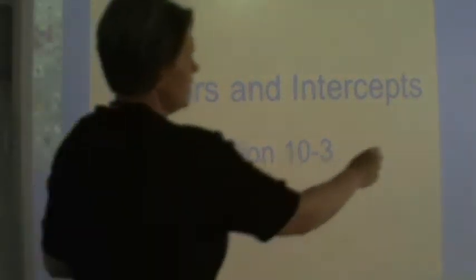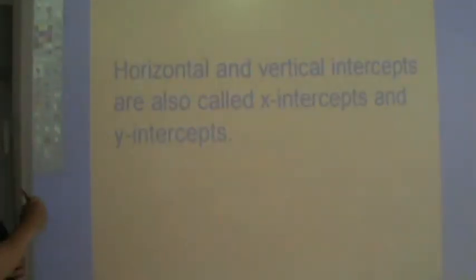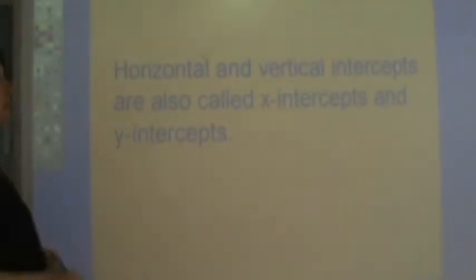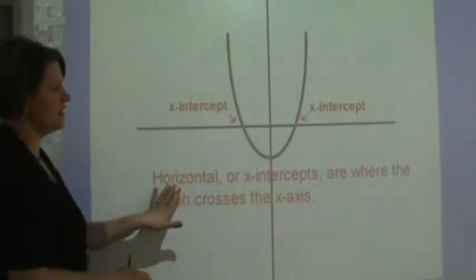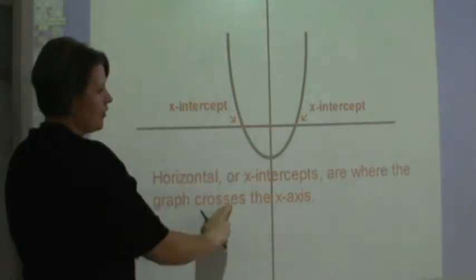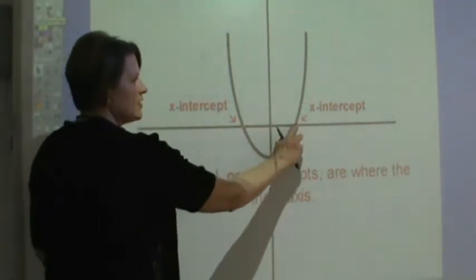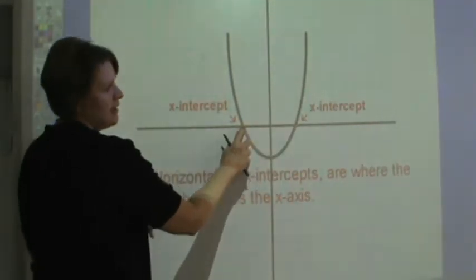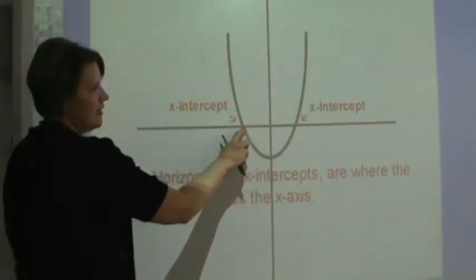Okay, factors and intercepts. We're looking at section 10-3. Horizontal and vertical intercepts are also called x-intercepts and y-intercepts. Horizontal or x-intercepts, they're interchangeable, are where the graph crosses the x-axis. So in this parabola, for example, my x-intercept would be here and here. If I had to give it as an ordered pair, this would be 2, 0, this would be negative 2, 0.